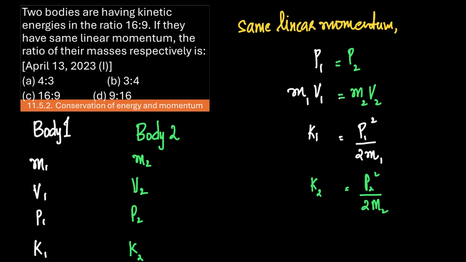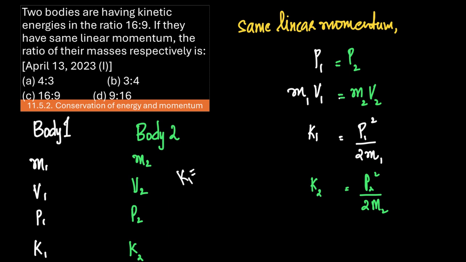So let us consider this question by detailing the given parameters of the two bodies, body 1 and body 2, as m1, v1, p1 and k1, linear momentum and kinetic energy, and m2, v2, p2 and k2. It is given that the linear momentum is same, therefore we have p1 is equal to p2, which otherwise gives us m1 v1 is equal to m2 v2.